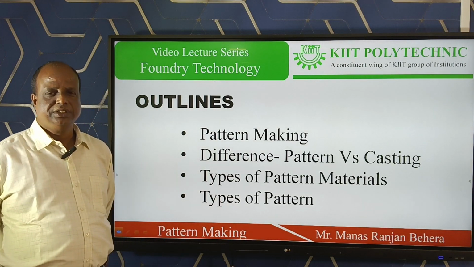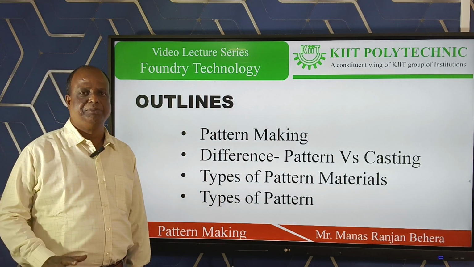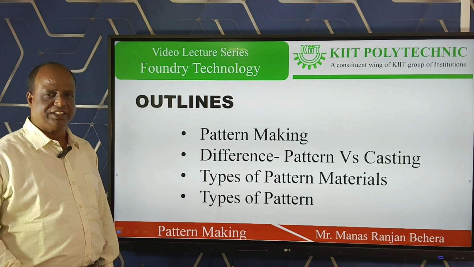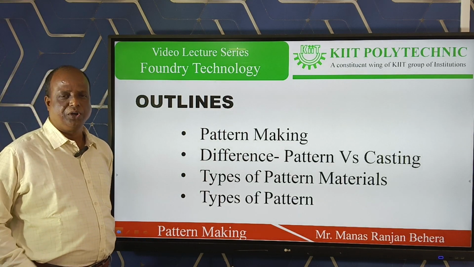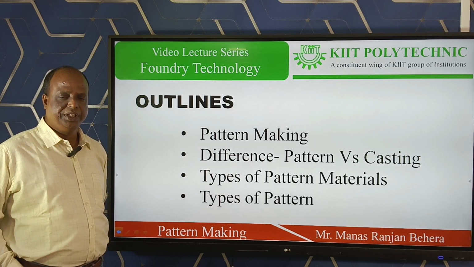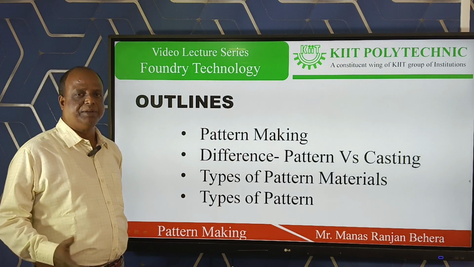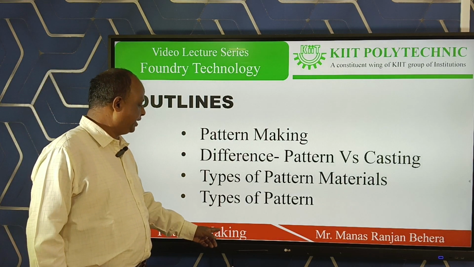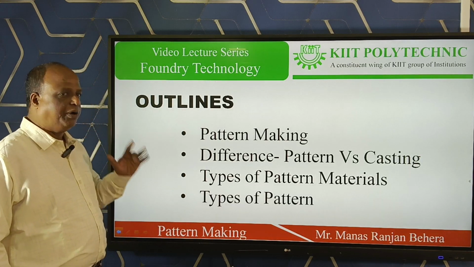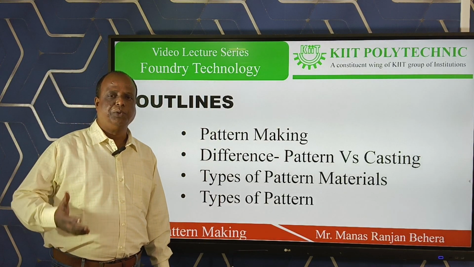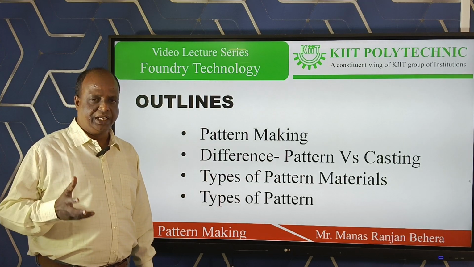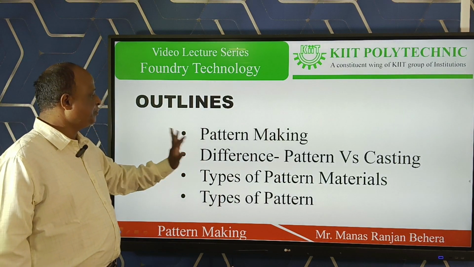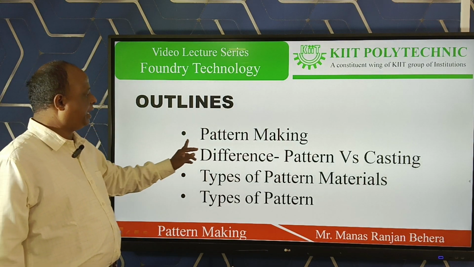So pattern means it has the same shape and size as that of the casting. To define a pattern, it is a replica or a model that should be the final shape of the casting. Today we will discuss pattern making, that means how we manufacture the pattern, what the different pattern materials are, and what their advantages and limitations are. First we have to study what pattern making is.